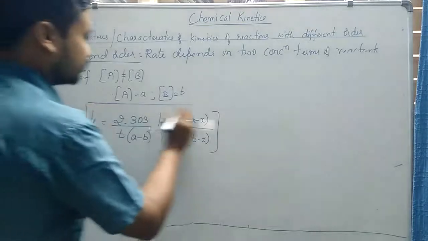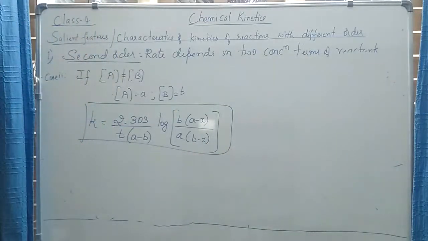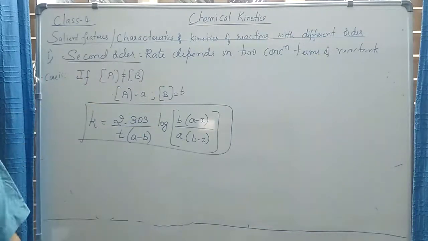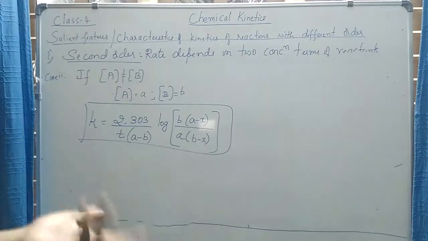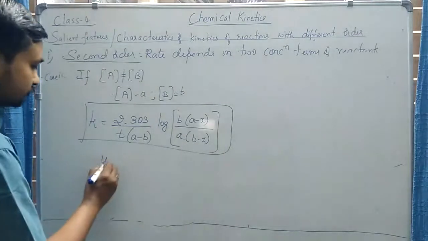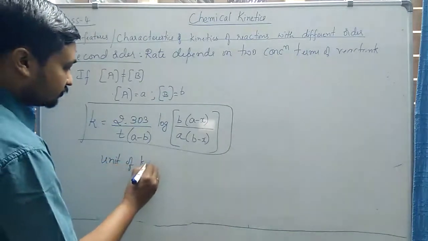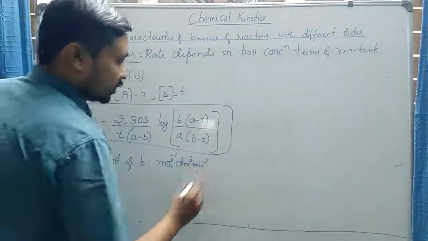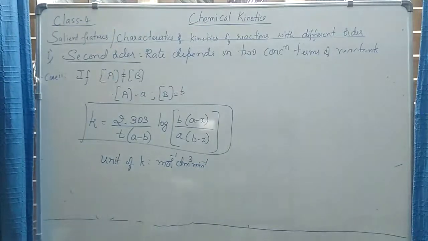So this is the expression for rate constant for a second order reaction when the initial concentrations of the reactants are not the same. Okay, the unit of rate constant of a second order reaction is the same irrespective of whether it follows case 1 or case 2, where the initial concentrations of reactants are the same or different. The unit of second order rate constant is per mole dm cube per minute.